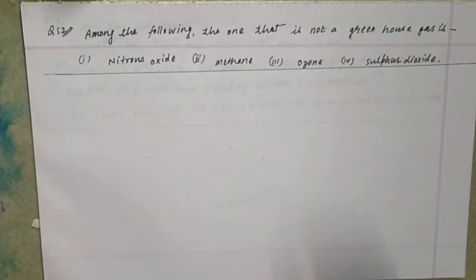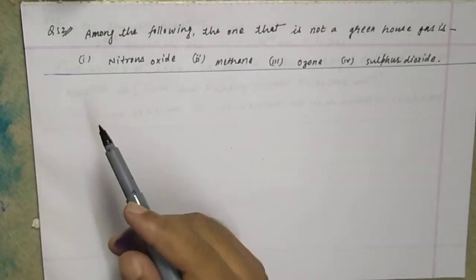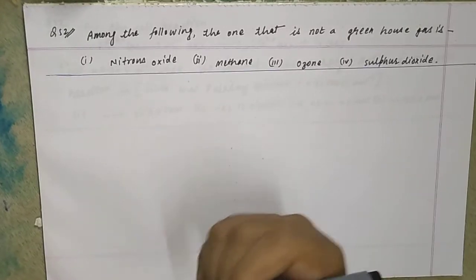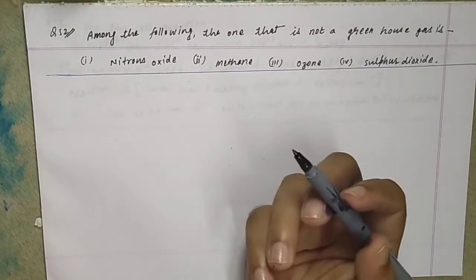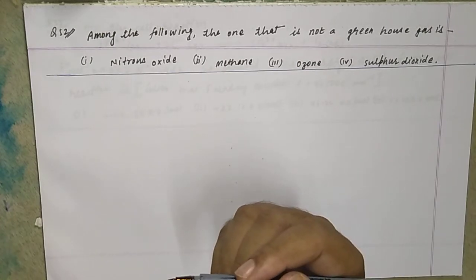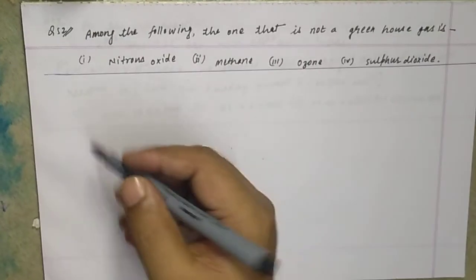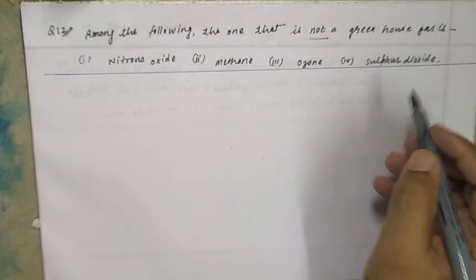Let's see what the question is. Among the following, the one that is not a greenhouse gas. Greenhouse gases are the gases which absorb infrared. Whatever radiation is coming from the earth gets absorbed and trapped by the gases, which are known as greenhouse gases. Nitrogen oxides, methane, ozone, chlorofluorocarbons, they all are greenhouse gases.